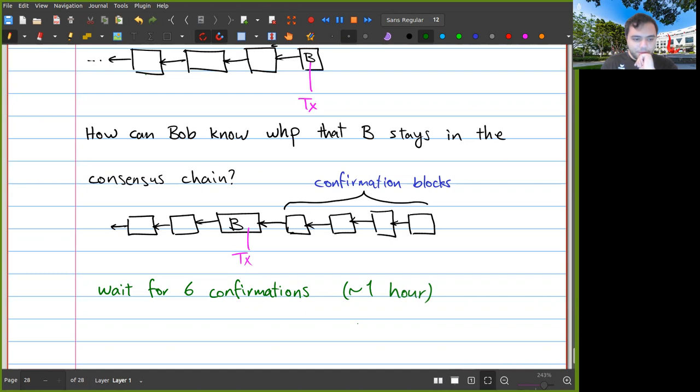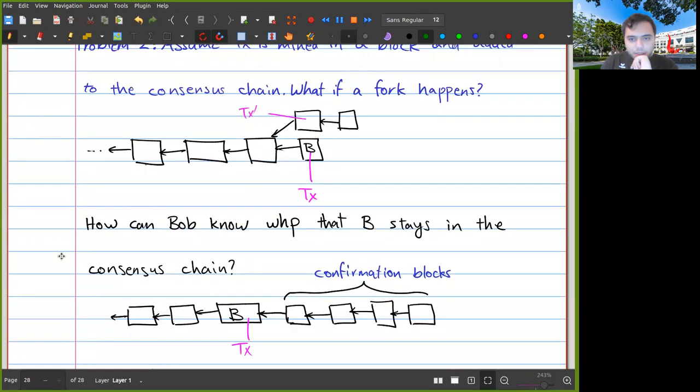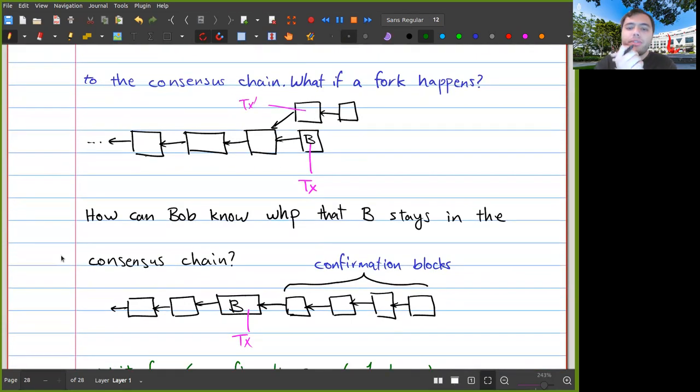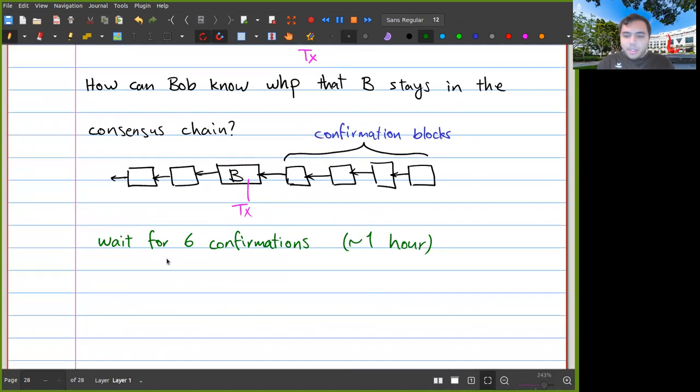Okay. So this is the situation that we have here. And of course, this is not ideal, because if you want to buy something, if you want to, for example, buy a coffee, or if you want to buy from a vending machine, you don't want to wait an hour for so many confirmations, right? This might make sense if you're buying something really valuable.